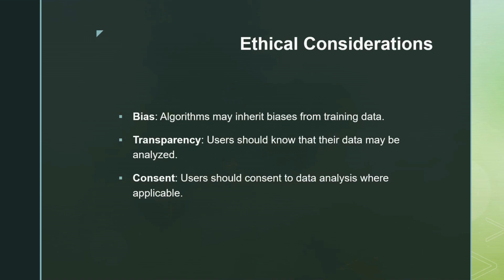Ethical considerations. Firstly, bias. Algorithms may inherit biases from training data, so it's important to have as large a dataset as possible for the analysis. Secondly, transparency. Social media users should know that their data are used and analyzed. And lastly, consent. Users should provide consent for the data analysis when it is relevant or appropriate.